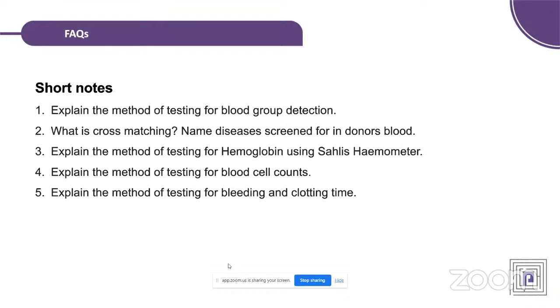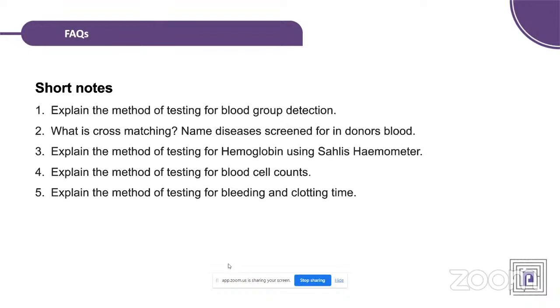And what is cross matching? Name diseases screened in the donors. So in cross matching, we have to test a blood bag with the recipient's blood. So when the cross matching is compatible, then the blood bag is given to the recipient so that no reactions occur after transfusion of the blood.